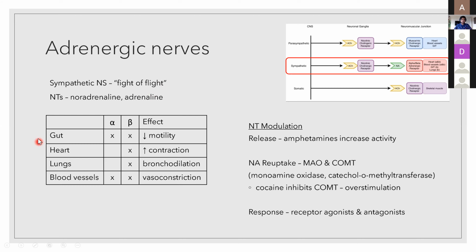So in our gut, which is responsible for digestion, we don't want that to happen when we're running for our life. We don't want to rest and digest. So if one of these is stimulated, we'll have a decrease in motility. For the heart, we have the beta subtype. We will have an increase in contraction because we want more blood to go to our tissues. With our lungs, we want to breathe more oxygen, so we'll have bronchodilation, opening up our airways. And with our blood vessels, we'll have vasoconstriction, which increases our blood pressure and increases the speed at which blood travels around our body.